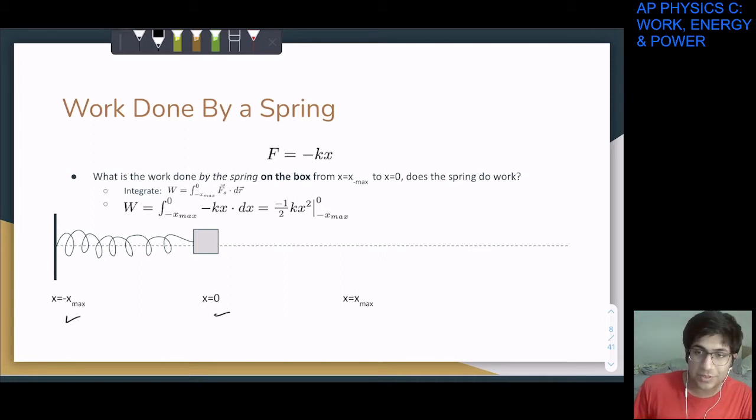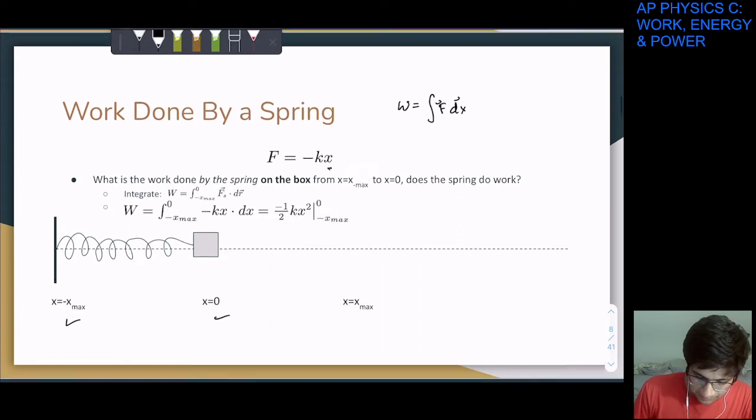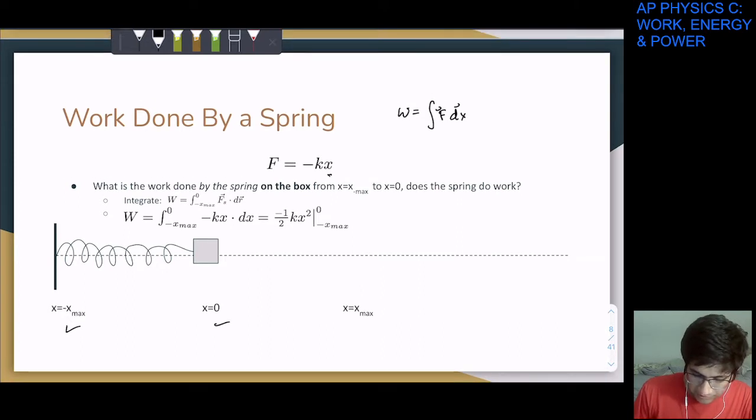Well, what we can do is we can just integrate, right? Because we have force as a function of position, so we can use our formula from earlier. Work is equal to the integral of F dx, right? And we're integrating from minus x max to 0.